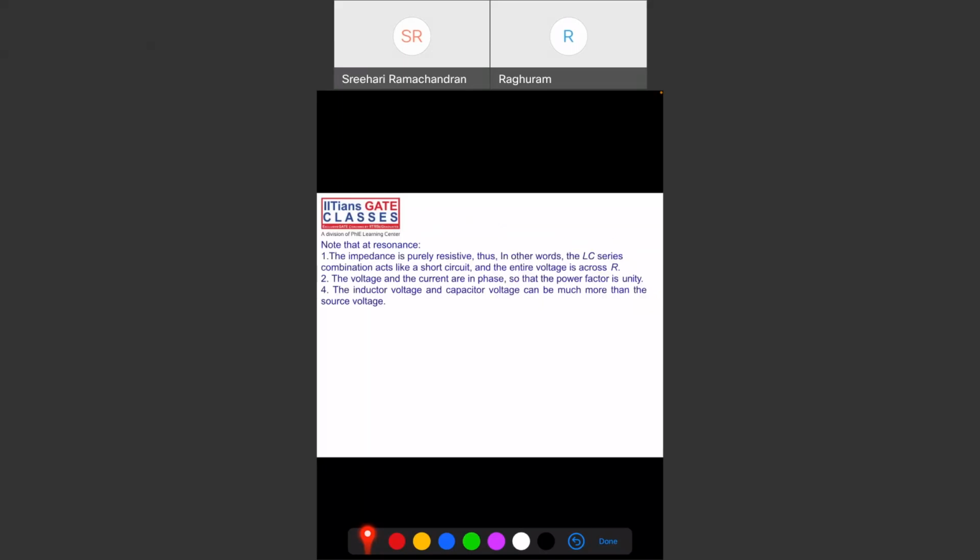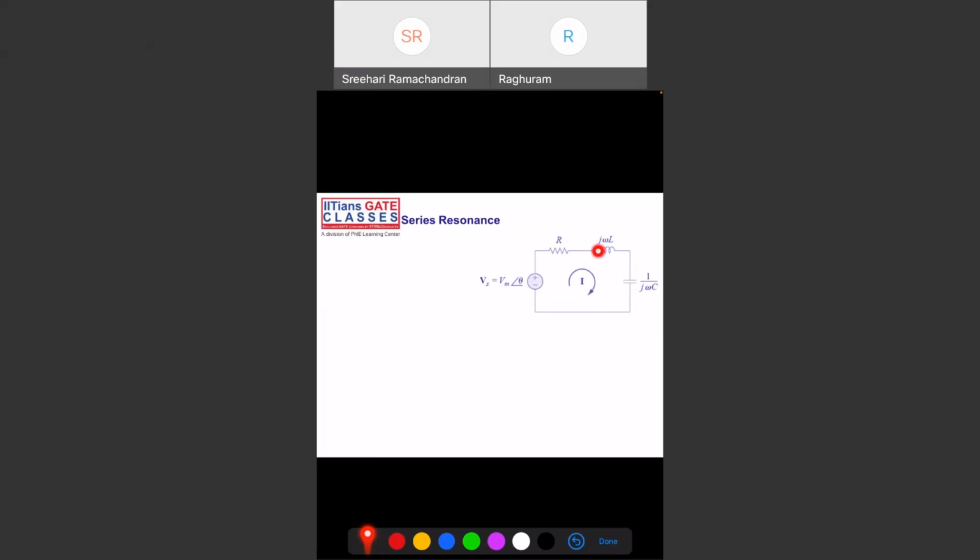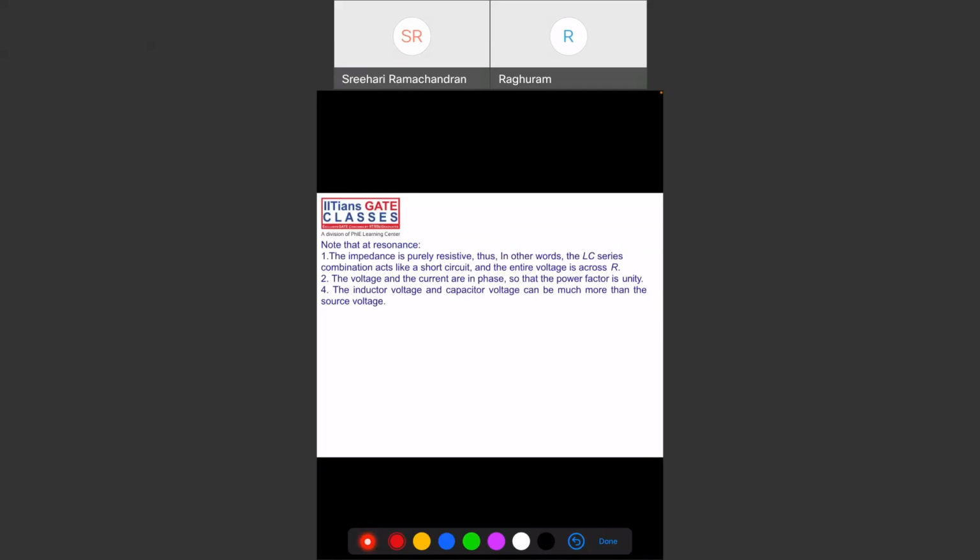At resonance, the impedance will be purely resistive. In other words, the LC series combination acts like a short circuit, and the entire voltage is across R, because the voltage between these two terminals is zero. Zero voltage is a short circuit. The voltage and current are in phase, so the power factor is unity.